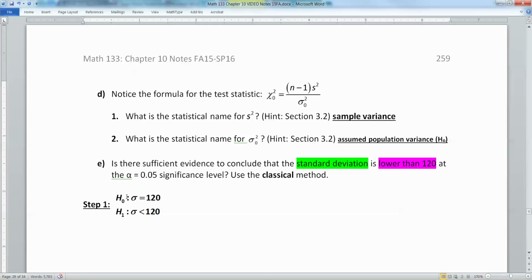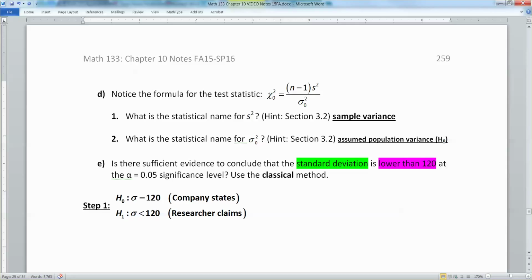There it is. Standard deviation is equal to 120 is what we assume, because that's what the company claimed, and then lower than 120 is what this researcher is claiming. I just labeled those really quickly: what the company is stating is what you assume to be true, unless you can prove it otherwise.